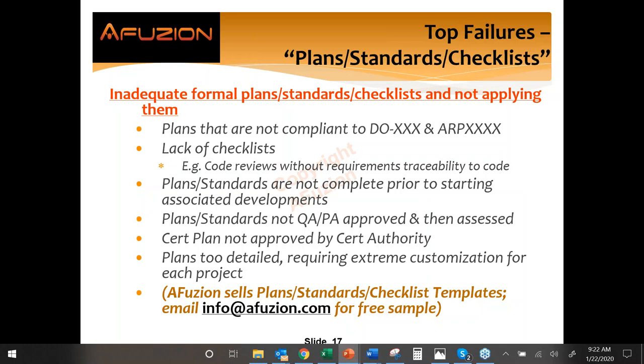But remember, no one wants to read a 300-page plan. Every 2 months, we get a 300-page plan submitted to us, and it has too much detail. It's a recipe. The plans say what you do, what the criteria are, not all the detail of how. When it has too much detail, they require extreme customization for each project. They should be largely cut and paste. So if you're interested in a free sample of a plan or standard checklist, just send an email to us. We'll send you a sample. We have many companies in the world using our plans and standards.